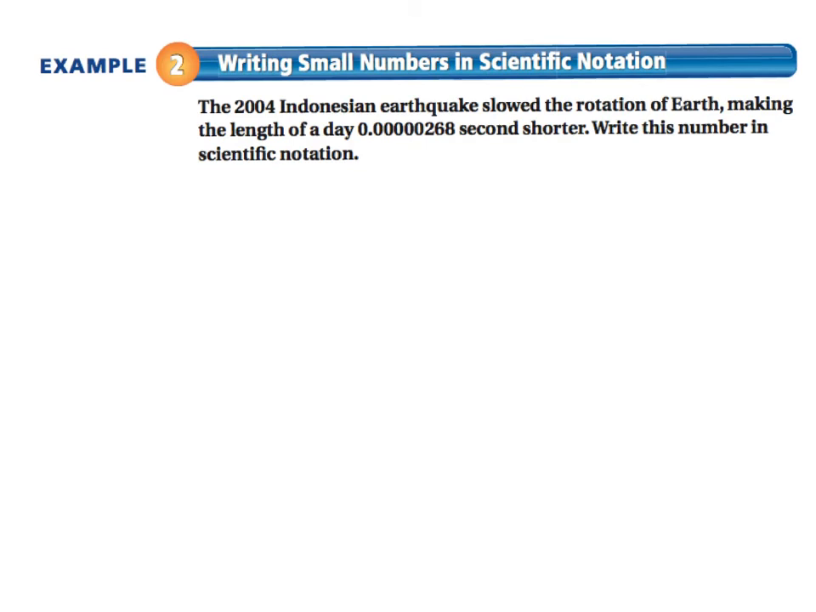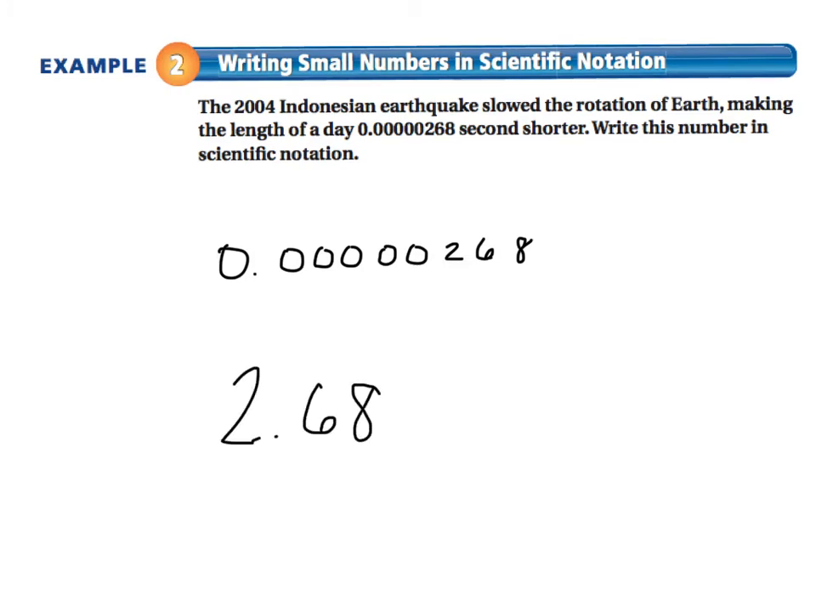Example 2. The 2004 Indonesian earthquake slowed the rotation of the Earth, making the length of the day 0.0000268 seconds shorter. Write this number in scientific notation. So I write out my number. I want to make the number greater than or equal to 1 but less than 10, so I'm just going to put my decimal right there: 2.68.